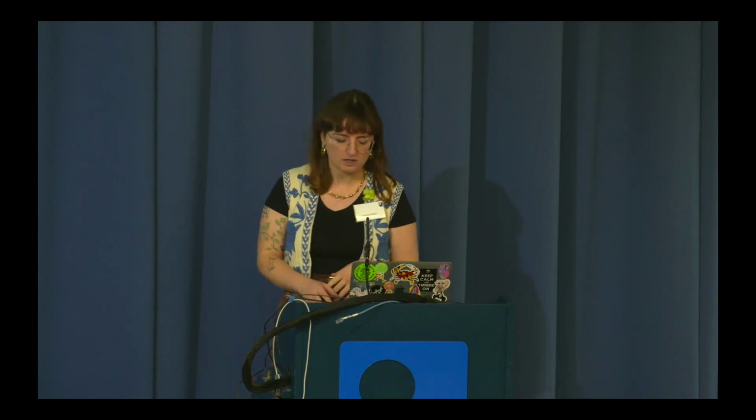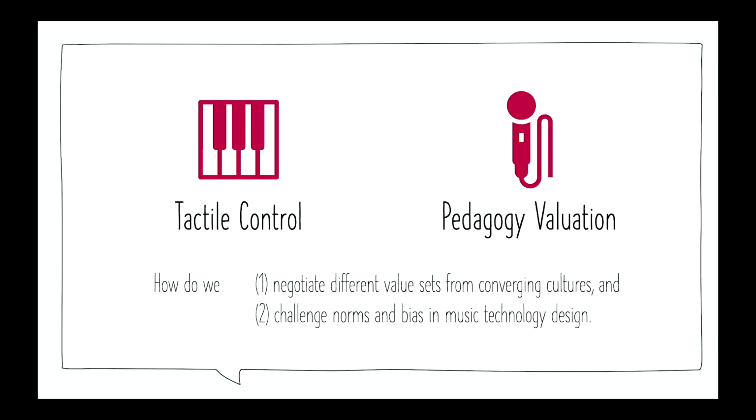So I think first steps. What I want to talk about specifically are some biases that exist within DMI design, or these assumptions that we can make, which is, number one example, the insistence on tactile control. We have to touch it. And then we also have the way that we value different pedagogies above others, particularly and very predominantly Western classical pedagogies. So I have a couple of questions about, number one, how do we negotiate different value sets from converging cultures? And again, I mean cultures very broadly, musical cultures, human cultures. And then number two, how do we challenge these norms and bias in the way that we design technology?